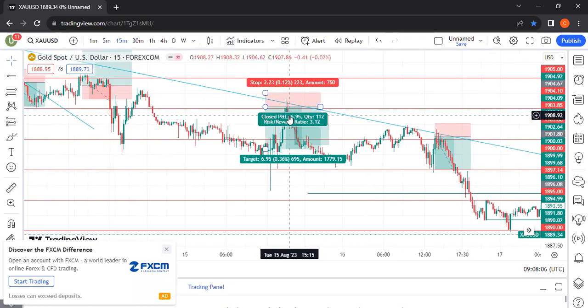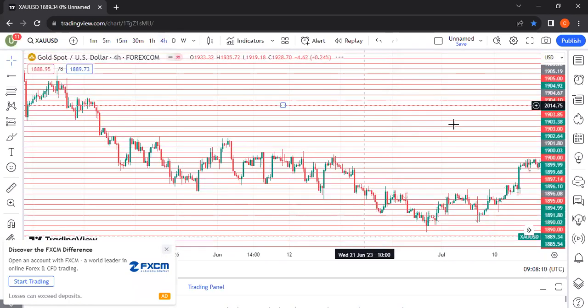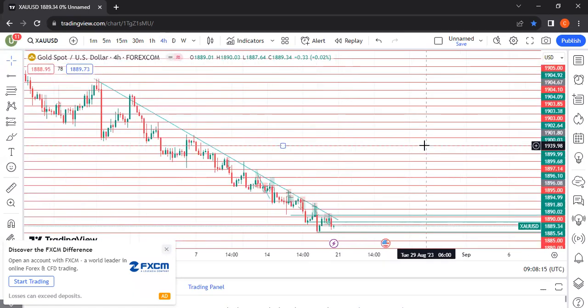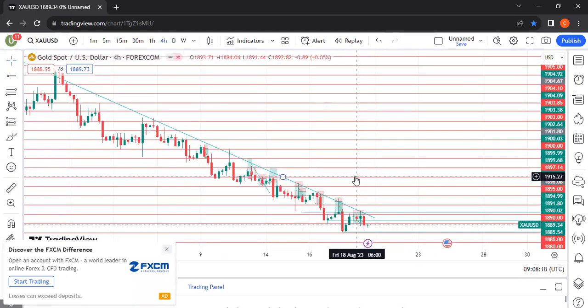I'll go to my 4 hour for this particular trade and mark out the previous high on the market. Where's that particular trade on my 4 hour? I don't know if you guys are following me. Okay, this is it on my 4 hour, right? So this was the previous high in the market. I marked out the previous high on the body of the candle.